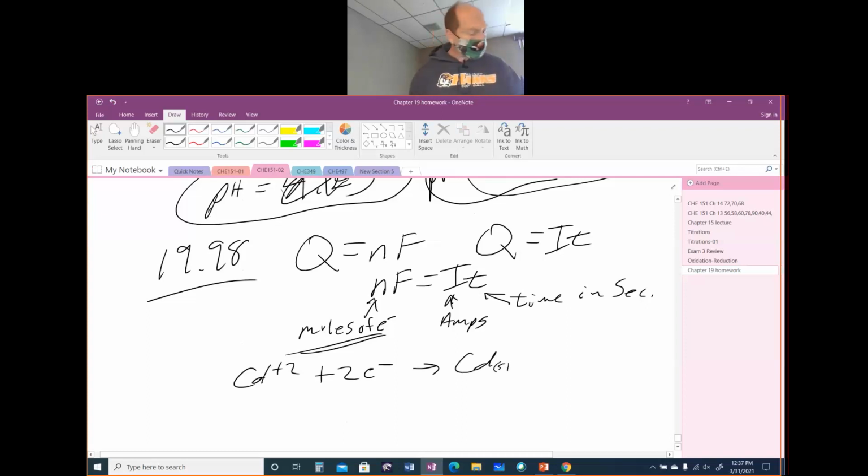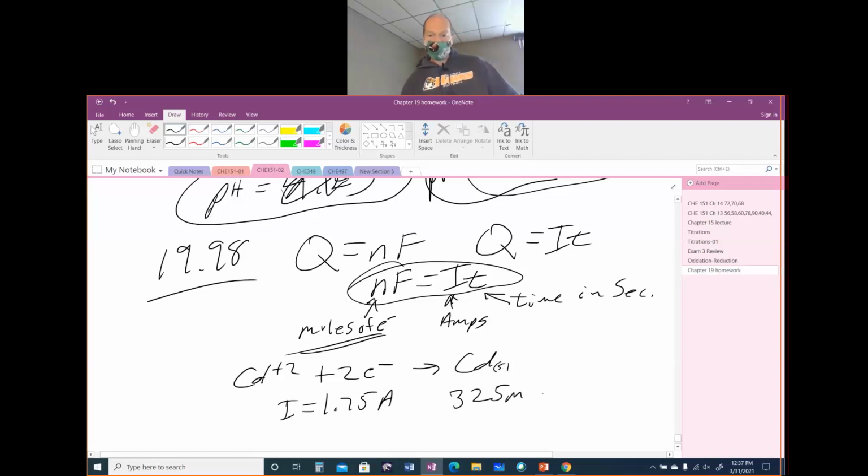All right, and so you're going to have a current. Anytime you are given a current, you know that you're using this equation. This is the only time you're going to have amps. So you have your I value, it's given as 1.75. And it gives you a time, 325 minutes. You must immediately convert that to seconds. If you put in minutes, you get the wrong answer.